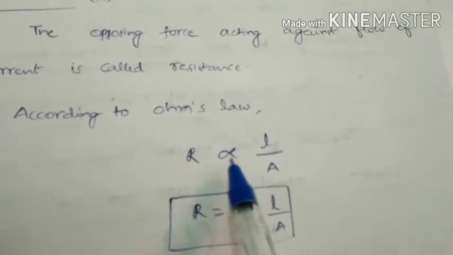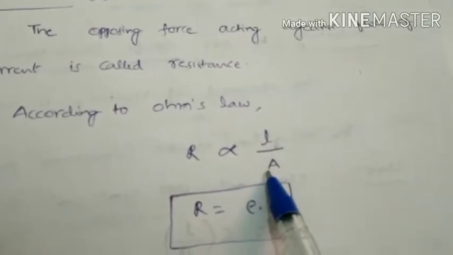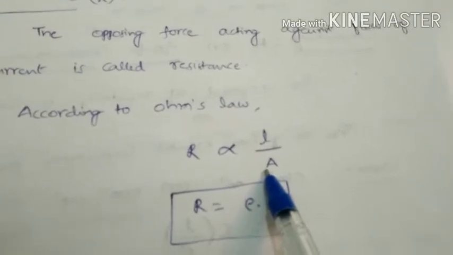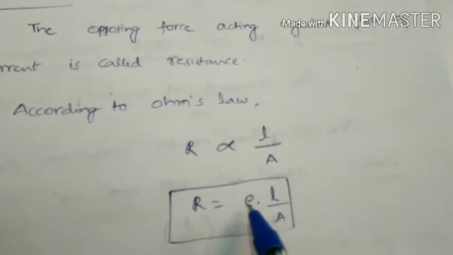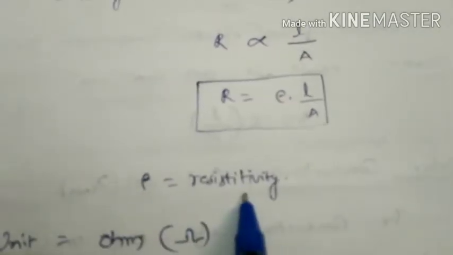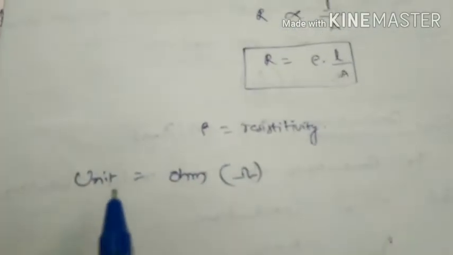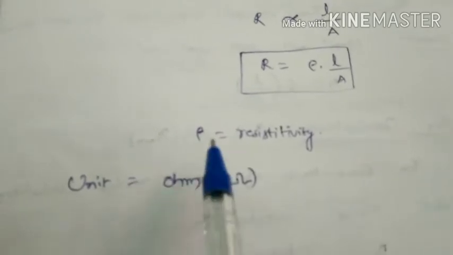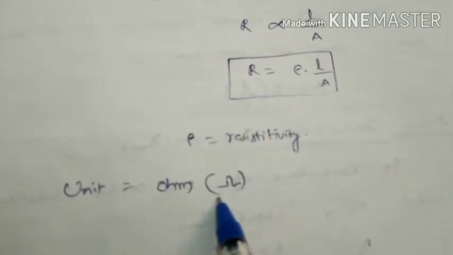That means resistance is directly proportional to the length of the electrode. Capital A means area of cross section of the electrode. When we remove this proportionality, we get one constant here. That constant is rho, and it is called resistivity. Here we should know some more points regarding this, that is dimensions and units. The unit of resistance is ohm. This is the symbol for ohm.